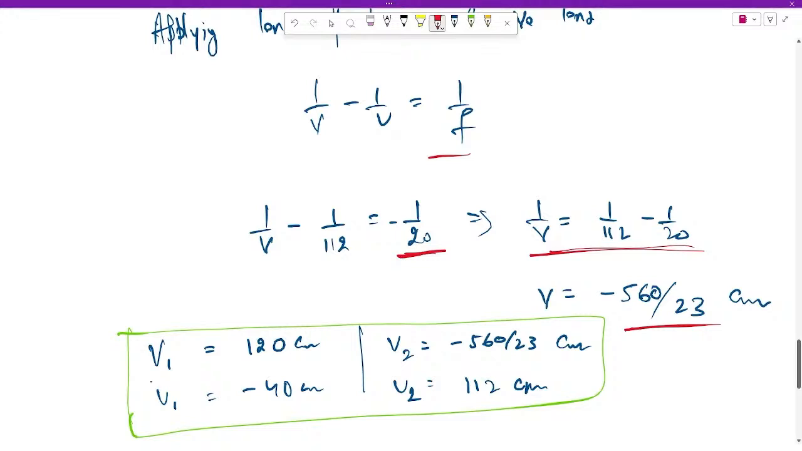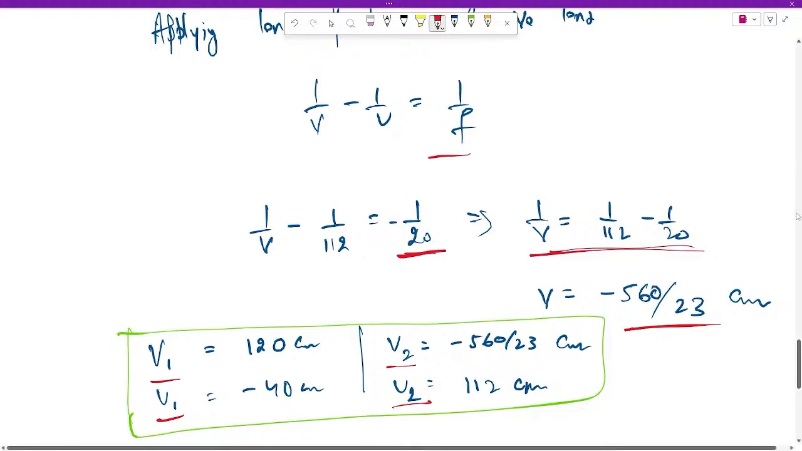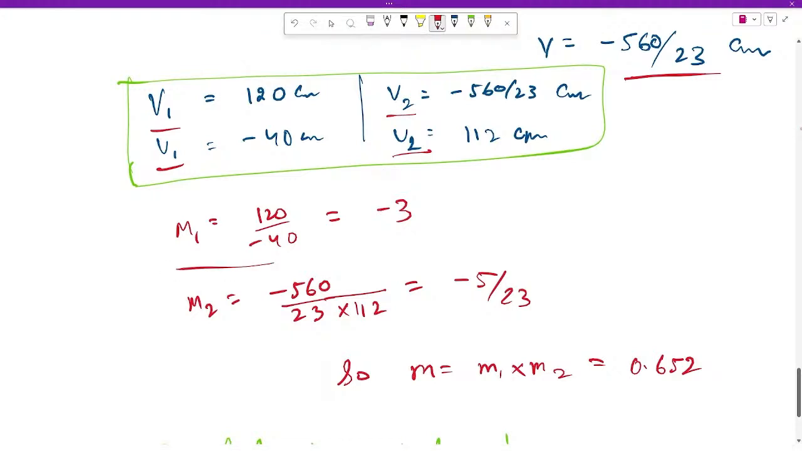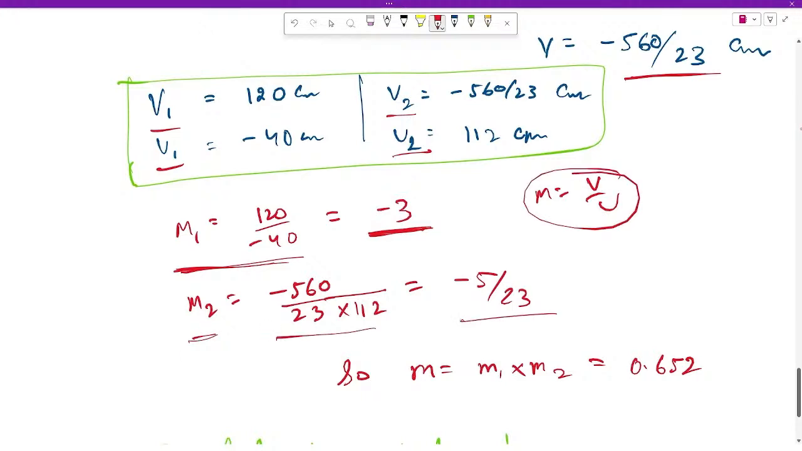So we have got the values of v1 and u1, and v2 and u2. Now we can find out the magnification of each lens independently, and then find the product of magnifications so that we can get the net magnification. So magnification for the convex lens would be m1 equals 120 by minus 40, as m equals v upon u. So we can divide it and get the magnification by the first lens as minus 3, and by the second lens, similarly substituting the values in that formula, we will get minus 5/23.